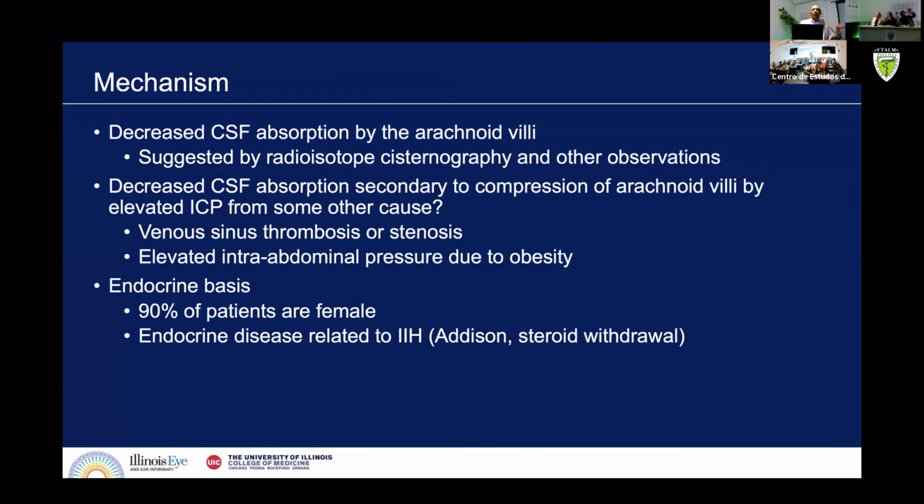And then a very important secondary cause is venous sinus thrombosis or stenosis, or elevated intra-abdominal pressure from obesity. We think that there must be some endocrine bias given that it's such a female predilection, and that there's this endocrine bias in patients with Addison's, or as I mentioned, the withdrawal of steroids.